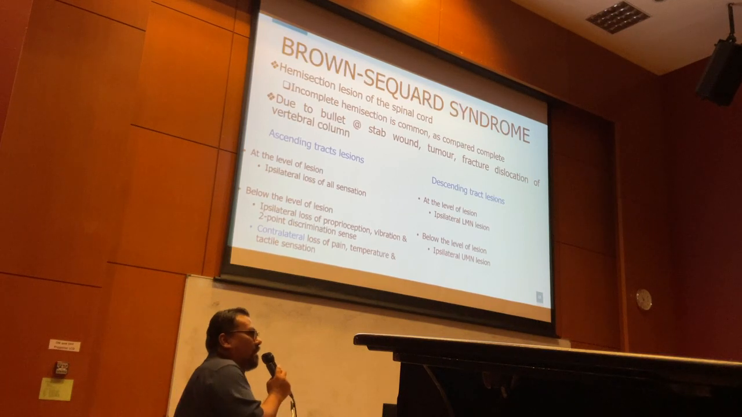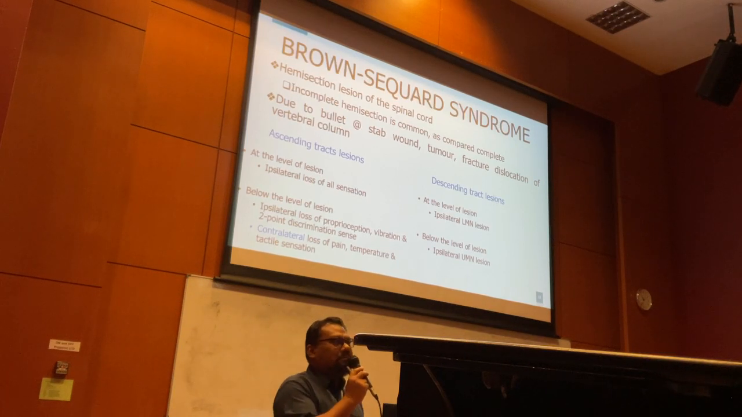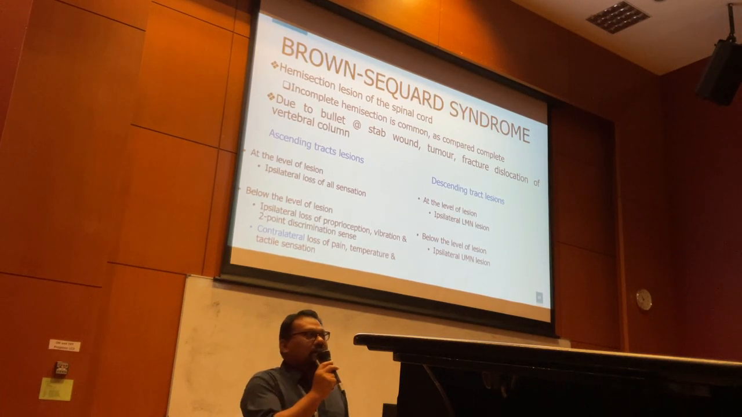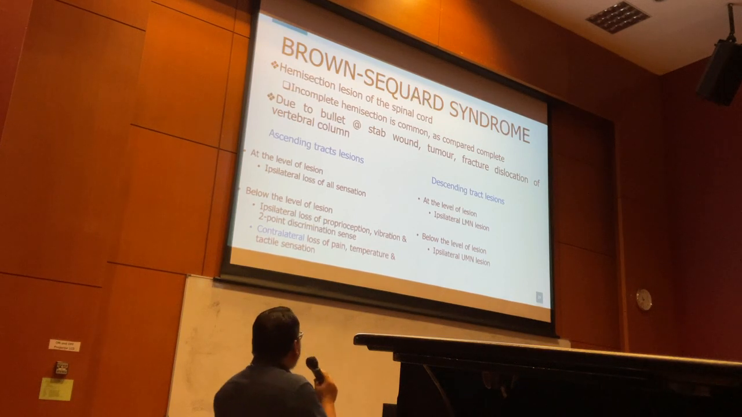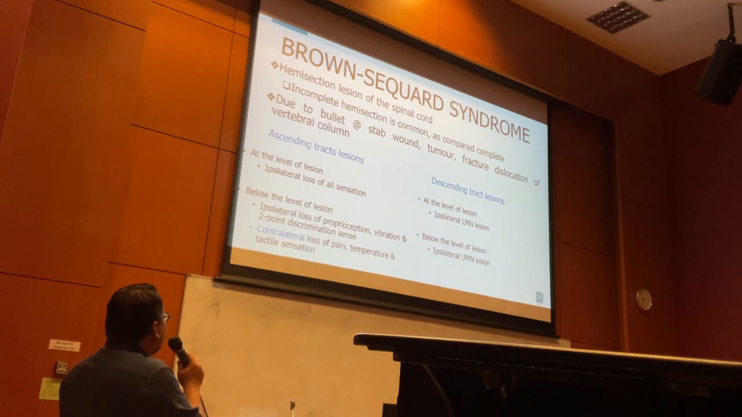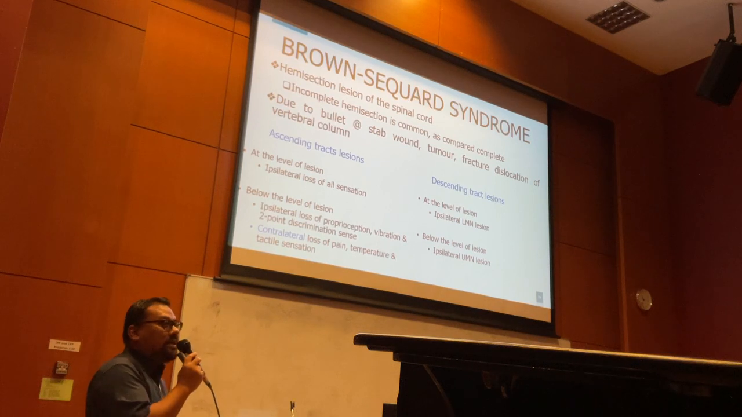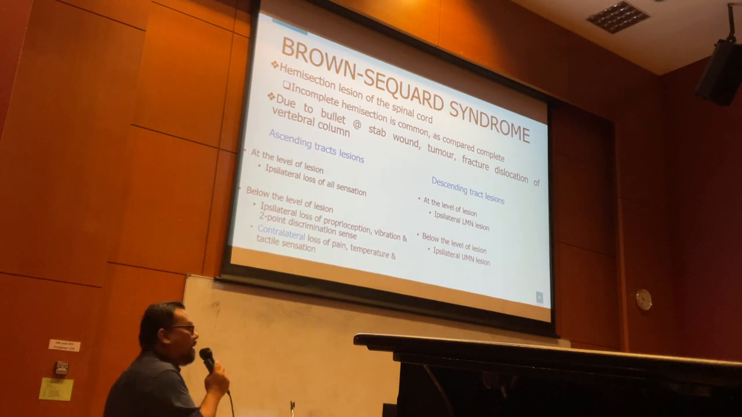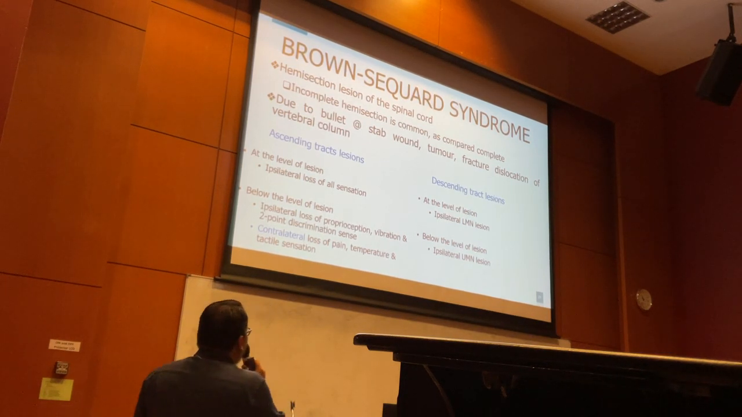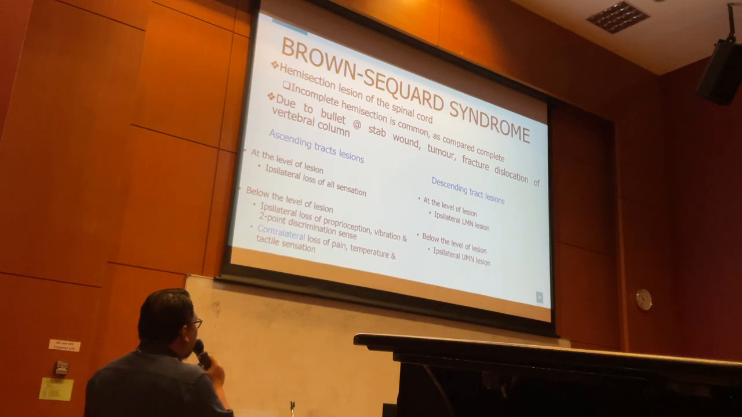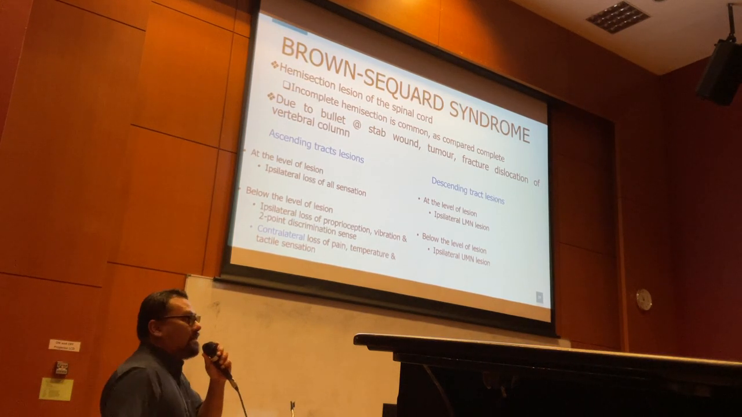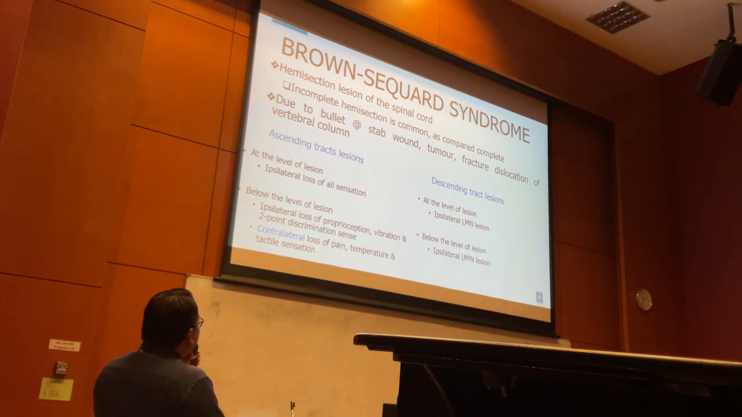Okay, sebab ingat posterior white column dia cross dekat, dia ipsilateral kan, posterior white column. Okay, and this pain, temperature sensation tu dia akan cross. Sebab itulah if below the level of the lesion, this sensation is lost ipsilaterally. Okay, and how about, I think it is the same.